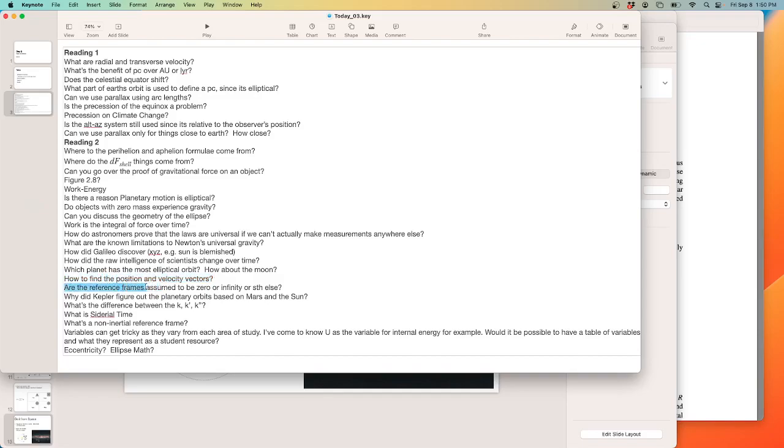Reference frames. Several of you asked about reference frames. An inertial reference frame is anywhere that you can be at any velocity that isn't accelerating. So that means that it can be moving in one direction, but it can't turn. Does that make sense? As soon as the velocity vector changes, then you're not in an inertial reference frame.